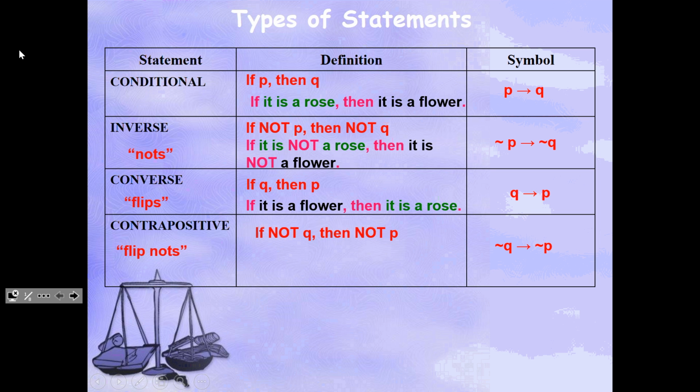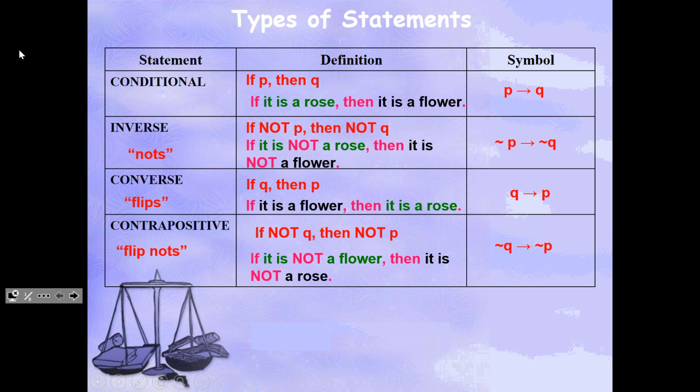All right, and then our contrapositive are our flip nots. So it flips it and has the word not in there. So it's going to be the exact same as our converse, just adding in the nots. So how would our contrapositive read? Exactly. Good job.